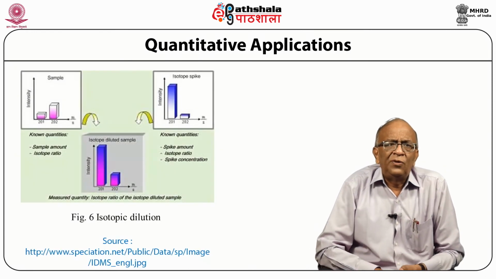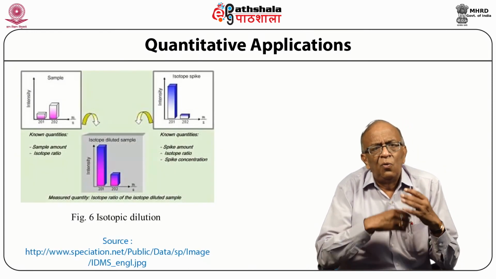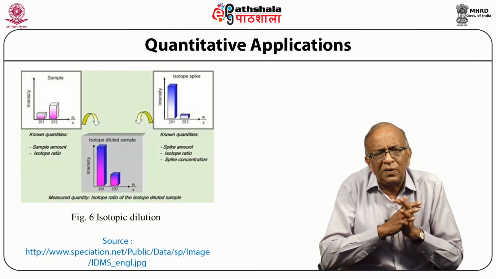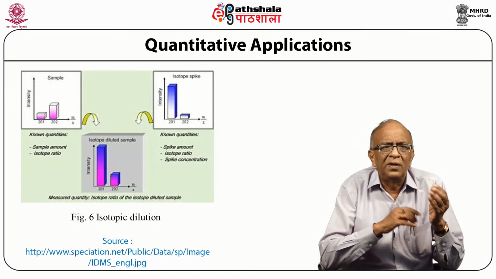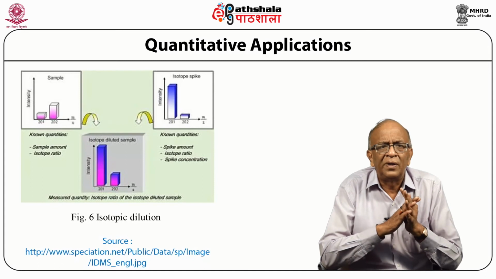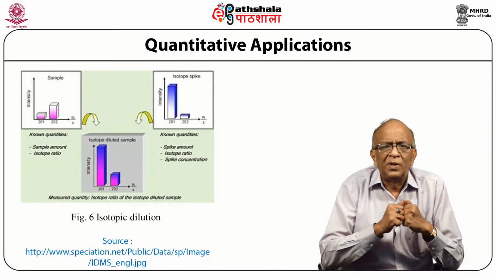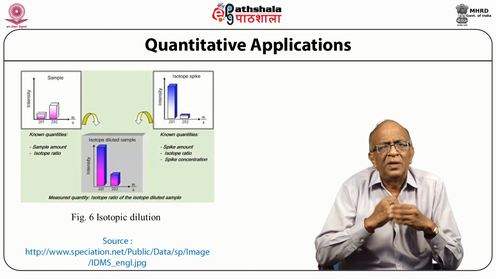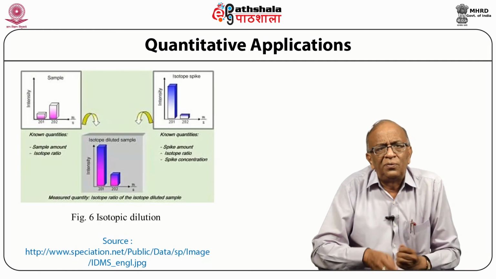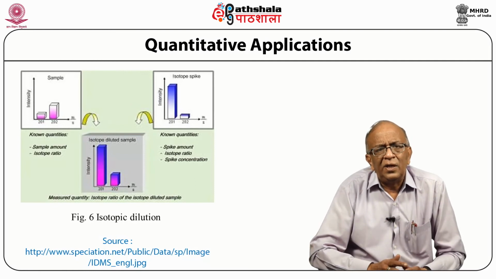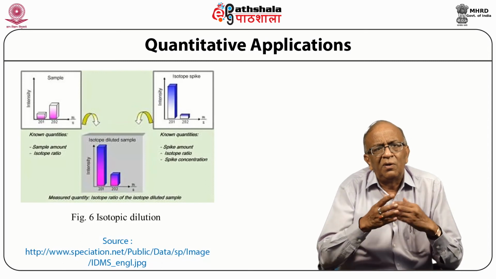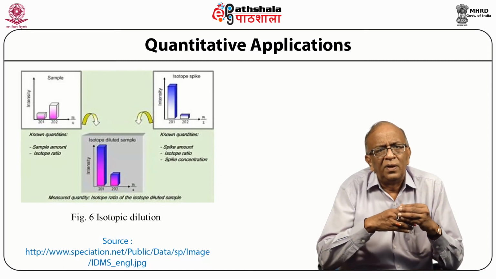Next is isotope dilution, and it is a very important topic. It has large applications in every field, such as carbon dating and determining the age of different materials, all done by isotopes. Isotope dilution is another important quantitative radiochemical method.